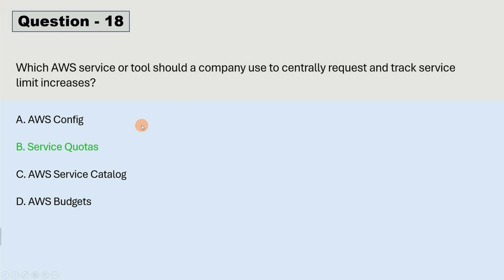Suppose you have a particular limit of vCPU, let it be 64, and if you want to increase that, then you can increase that from here from Service Quotas. And if you want to see if it is approved or not, then you can see the same from here. And once it is increased, how much is the new limit, then also you can verify the same from Service Quotas only. So this is the benefit of Service Quotas.